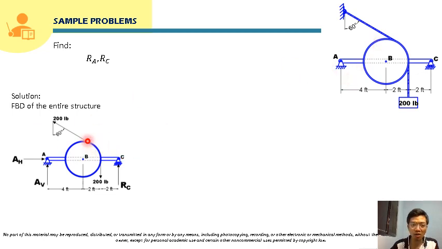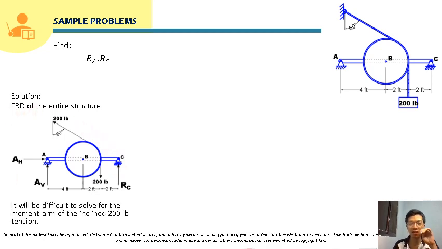And also if we resolve the component of this 200-pound force somewhere here at this point, the horizontal component of that force will just be the radius of this pulley. But the problem is the vertical component, so it will be difficult to solve for the moment arm of that force about point A. So instead of solving this using the free body diagram of the entire structure, we will instead construct the free body diagram of each body.